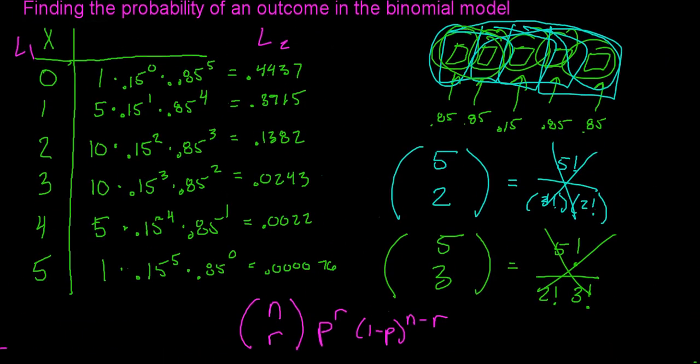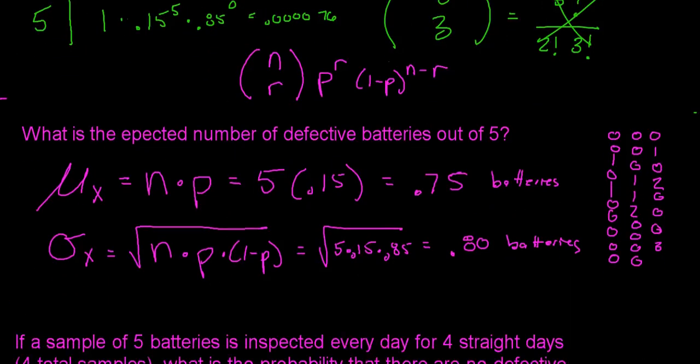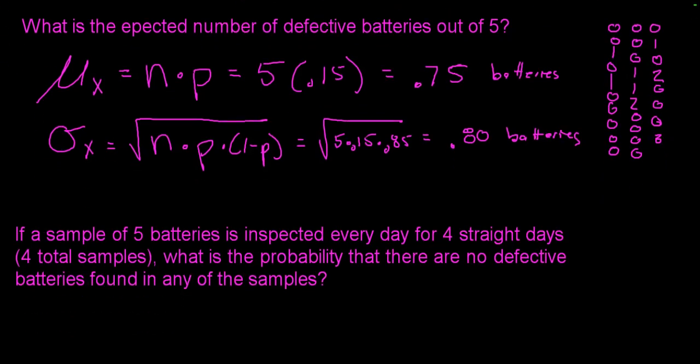Well, I have to use a little bit of old school probability to understand this. So the probability of no defective batteries is 0.4437. Now that's for one sample. In one sample of 5 batteries, the probability that none of them are defective is 0.4437. Well, I'm trying to find the probability that this happens 4 straight days. So on the first day, I need no defective batteries, 0.4437. And then I need it to happen on the second day, so I need another 0.4437. And then I need it to happen on the third day, so I need another 0.4437. And then I need it to happen on the fourth day, another 0.4437.